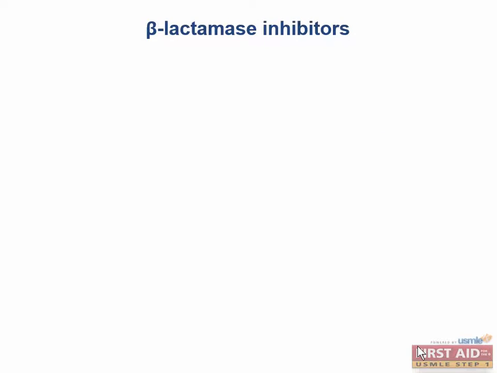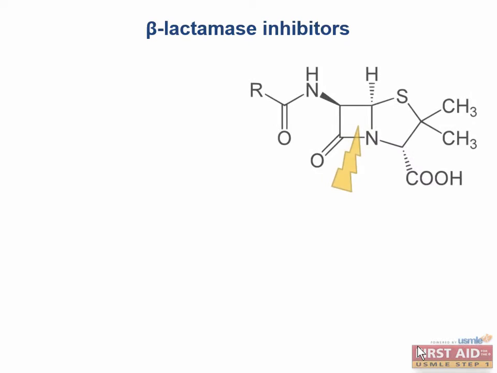Now let's talk a little more about the beta-lactamase inhibitors. Remember, beta-lactamases are enzymes produced by bacteria that provide resistance to the beta-lactam antibiotics, like the penicillins for example. The enzymes cleave the beta-lactam ring structure here. Beta-lactamase inhibitors are drugs that we can give along with the penicillins that inhibit the activity of these beta-lactamase enzymes and protect the antibiotic. There are 4 important beta-lactamase inhibitors.